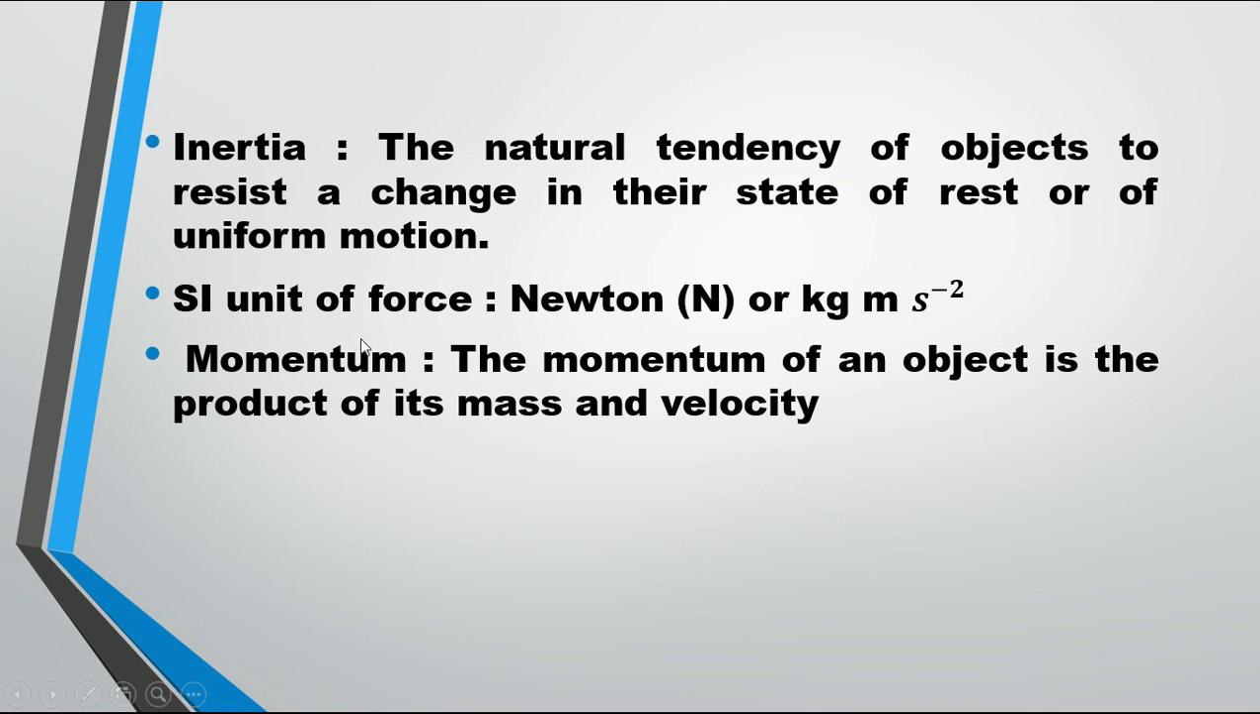Another one, that is momentum. The momentum of an object is the product of its mass and velocity. Which letter do you use to represent momentum? P. p is equal to mv. p is the momentum, m is the mass, v is the velocity. So momentum is equal to mass into velocity. Okay, we will study about this in detail in class 11.